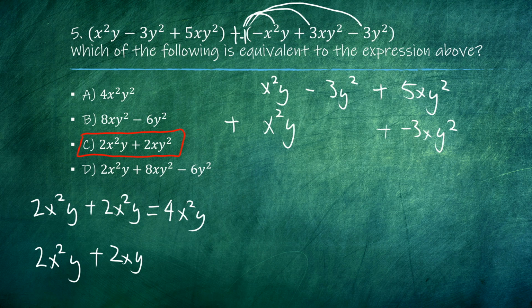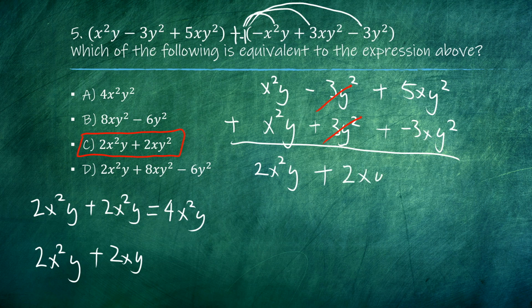And lastly, negative 1 times negative 3y squared, we have plus positive 3y squared. So our answer is 2x squared y, and these cancel out, plus 5 minus 3xy squared, which is 2xy squared.